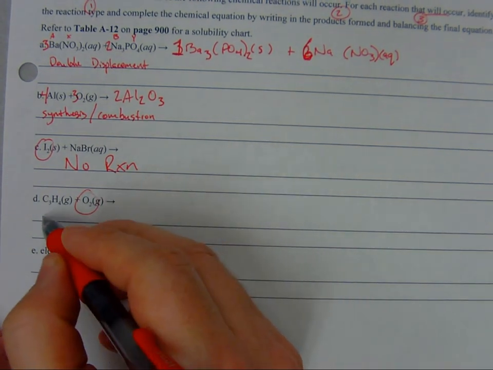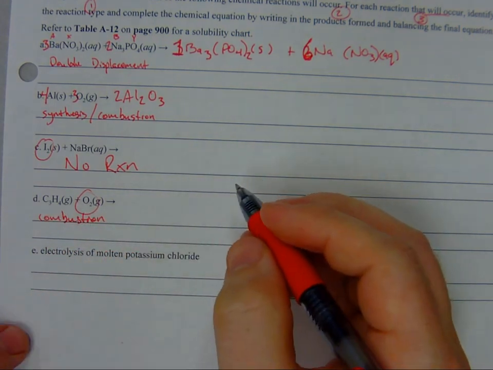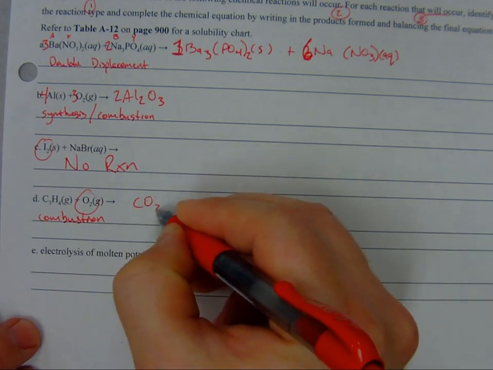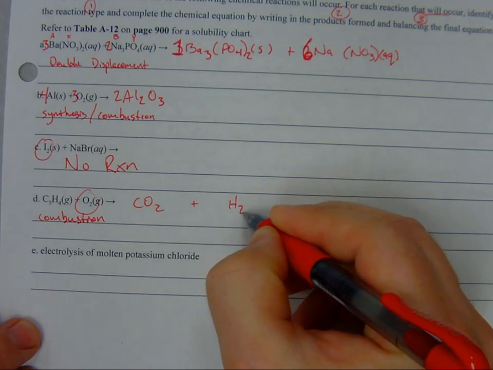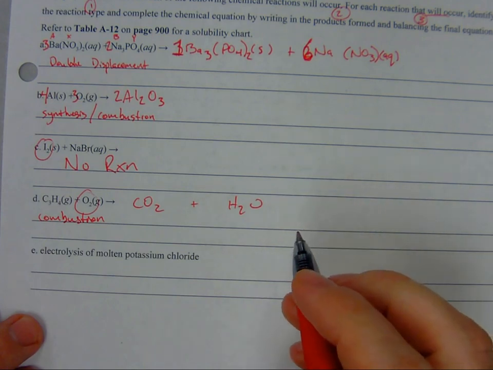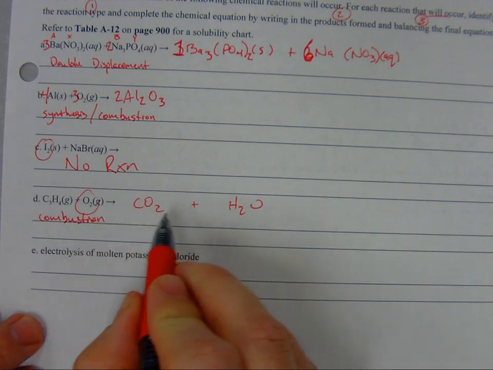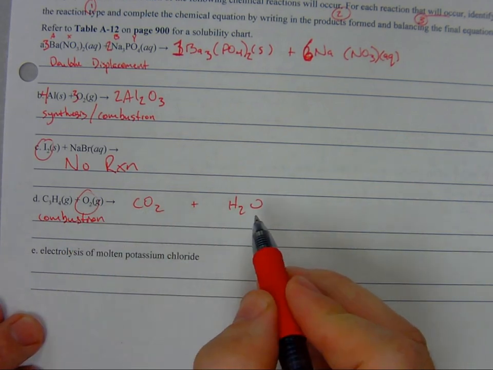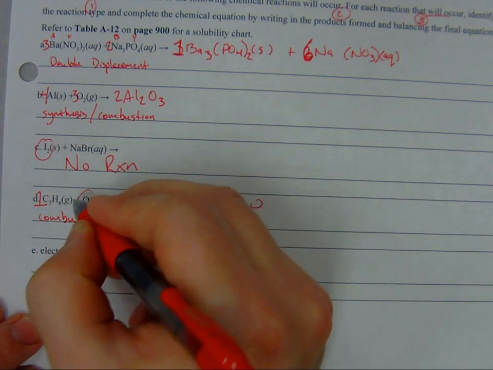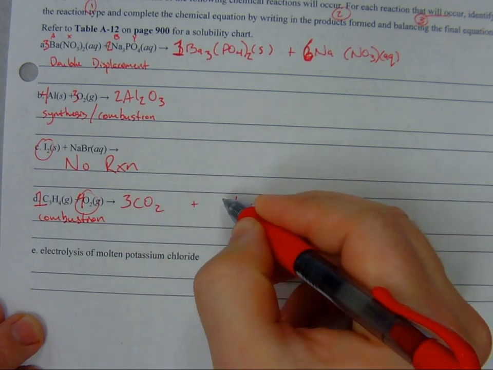Looking at this, I can definitely tell that that's a combustion. And because it is a combustion, my products are going to be CO2 and water right off the bat. Now all that's left to do is balance, right? That's one of the easy things about combustion. I know the products are going to be CO2 and H2O. All that's left to do is balance. So I have a 1 right there. I have a 4 right there. Let's see, and then I would need a 3 and a 2.